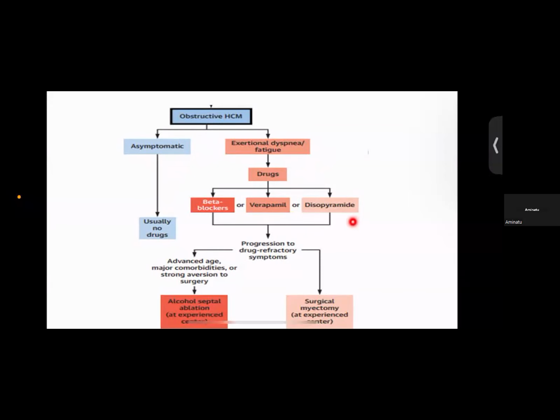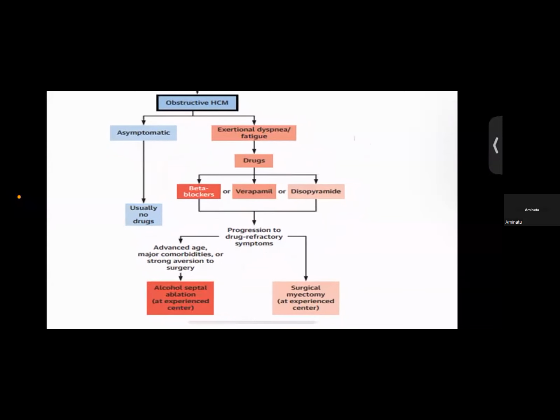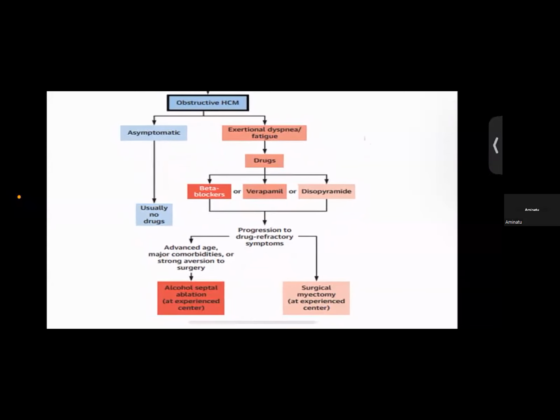Then if these patients do not do well and they progress to heart failure, if they are still having progressive symptoms, then we consider surgical options. If they are aged patients with major comorbidities, then we go for alcohol septal ablation. But if these patients are fit, usually young, and do not have much comorbidity, then surgical myomectomy is preferred.